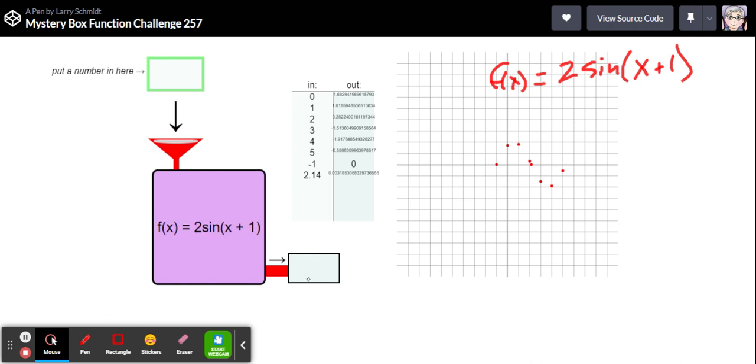Yes, f of x equals 2 times the sine of x plus 1, and we can graph. Yeah, so that beautiful sine function with doubled the amplitude and just shifted back to the left by 1 unit.